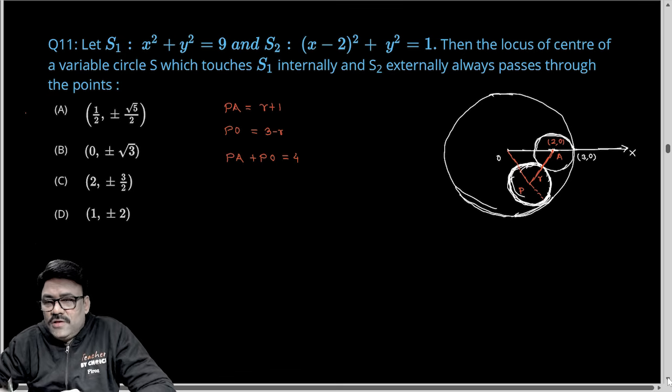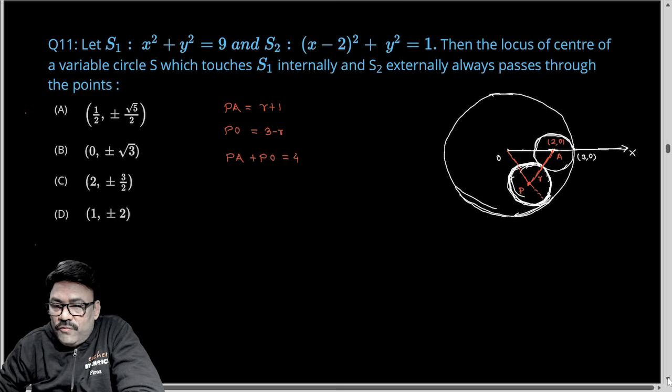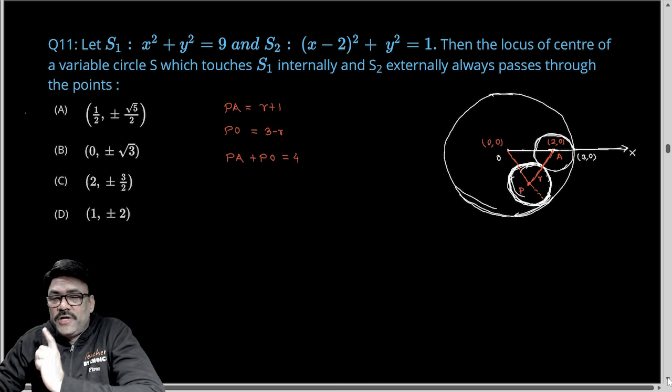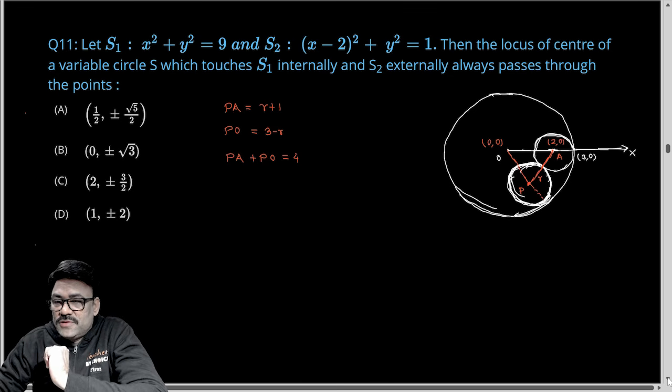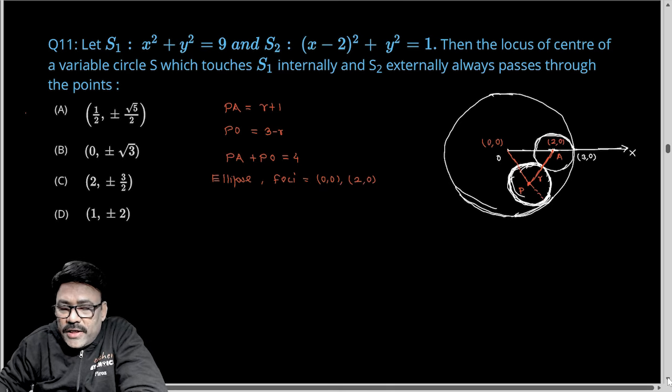So you can say that this variable point P is moving in such a way that the sum of its distances from two fixed points A and O is a constant 4. So hence the locus of P is an ellipse. The foci of this ellipse are origin and (2, 0), and the length of the major axis of this ellipse is 4.